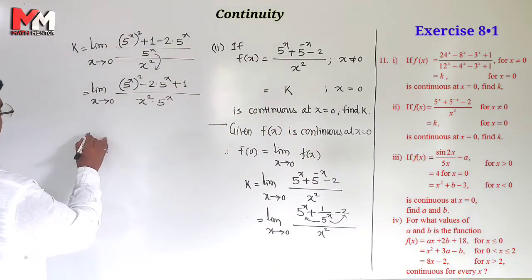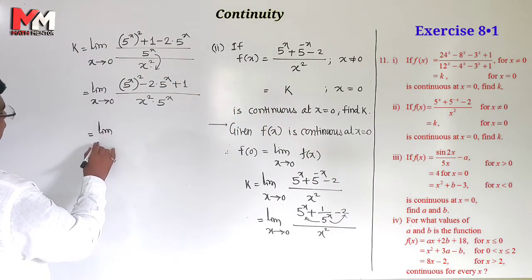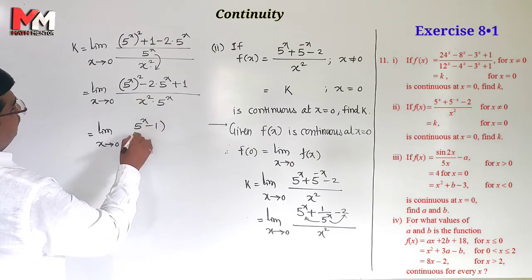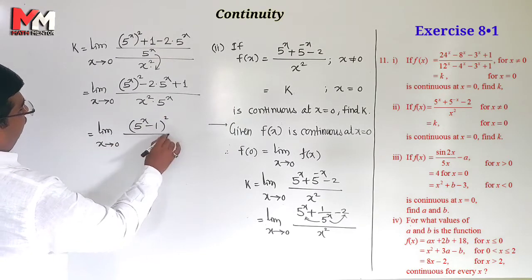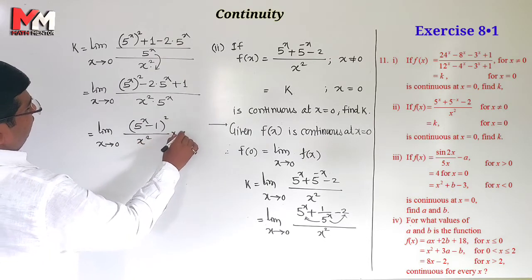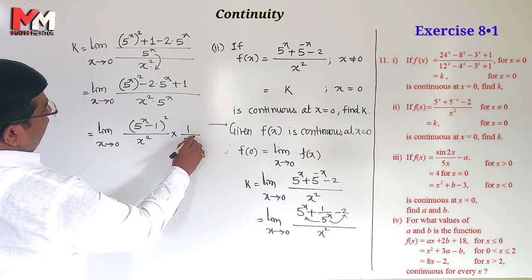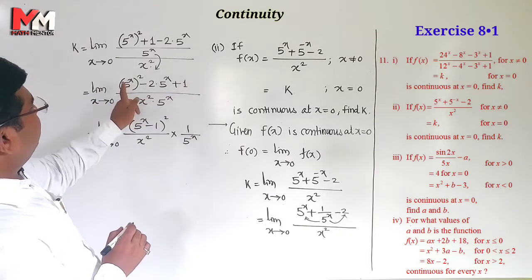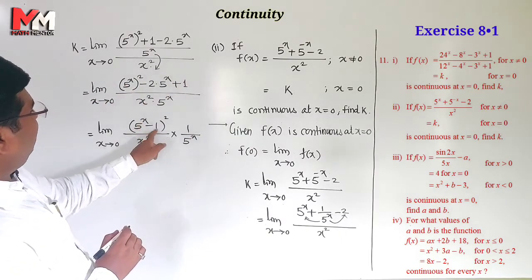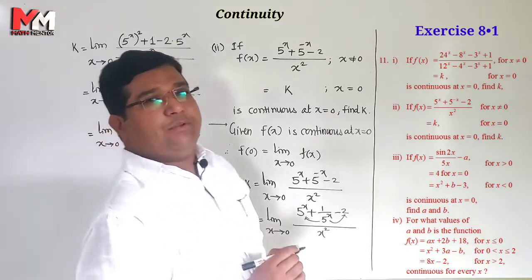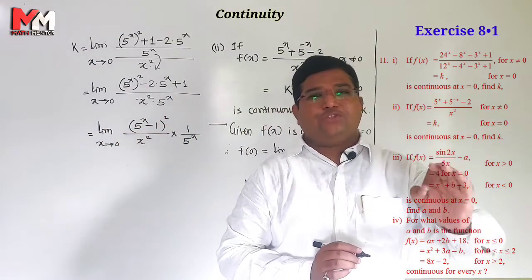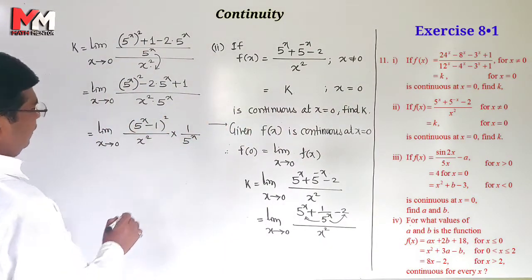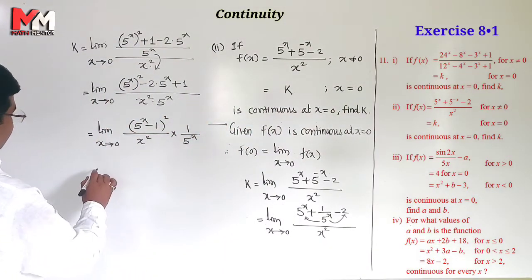So here, the numerator is a complete square of what? 5 raised to x minus 1 whole square, divided by x square into 1 upon 5 raised to x. A square minus 2ab plus b square. This is a minus b whole square. So it's 5 raised to x minus 1 whole square. Now taking separate limits of this, because this is a determinate form.